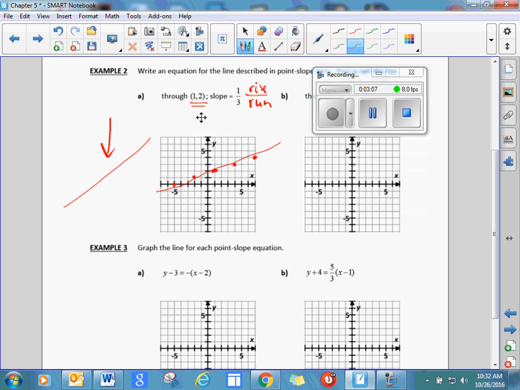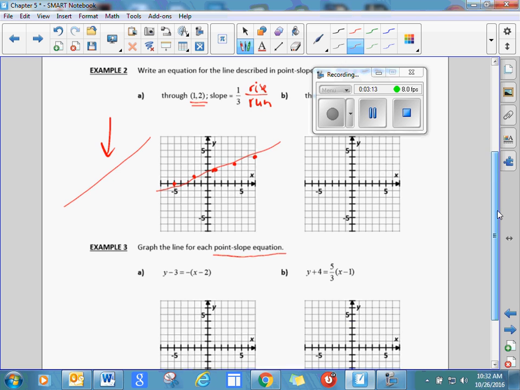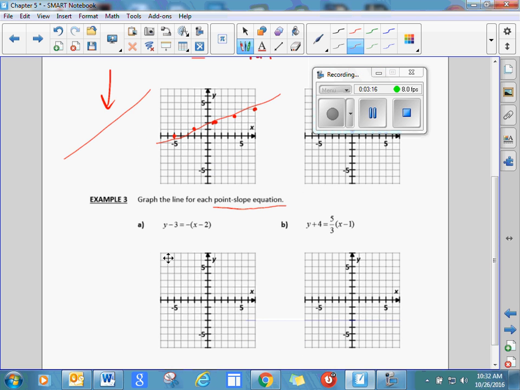Now, instead of giving us the point and the slope like this, they're giving us an equation in point-slope form. So we have to go pluck off the point and pluck off the slope. So we're looking for the m, and we're looking for the x1, y1. Then we can do exactly what we did in example number 2.